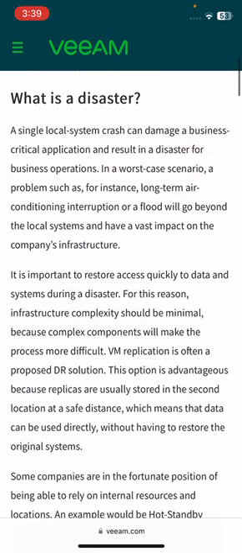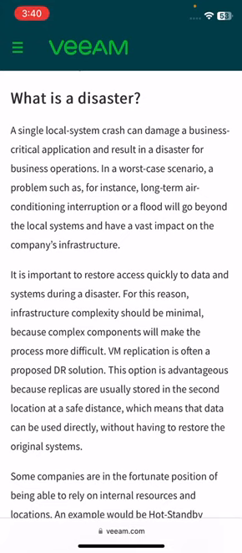What is a disaster? A single local system crash can damage a business-critical application and result in a disaster for business operations. In a worst-case scenario, a problem such as, for instance, long-term air conditioning interruption or a flood will go beyond the local systems and have a vast impact on the company's infrastructure. It is important to restore access quickly to data and systems during a disaster. For this reason, infrastructure complexity should be minimal because complex components will make the process more difficult.